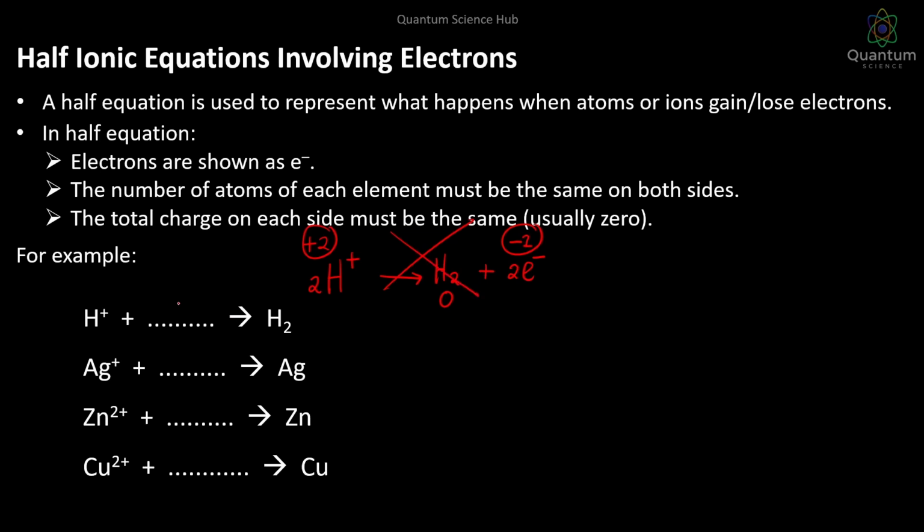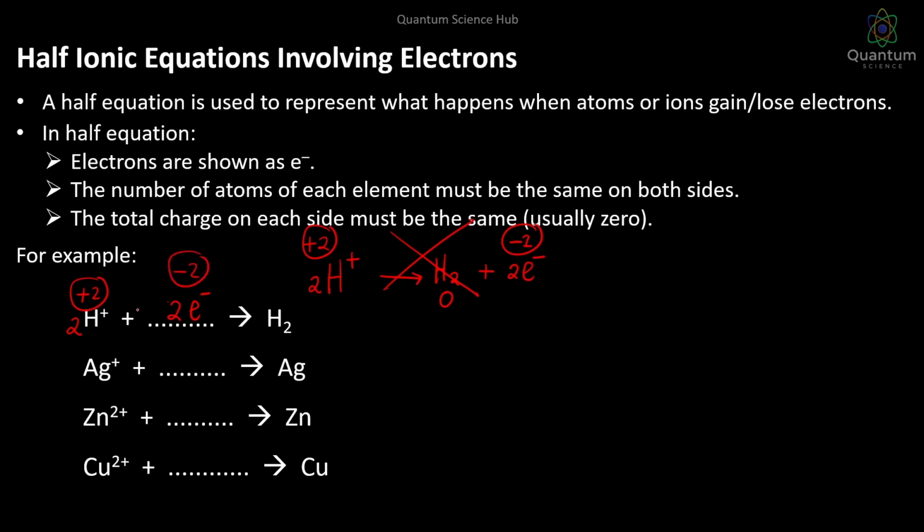I have to put the electron at the left side. So H2 here, and I will put 2 in front of H+. Now, just because I put 2, the charge here is positive 2, so I will put the electrons here. So 2 electrons. Positive 2, and the electrons are negative 2.